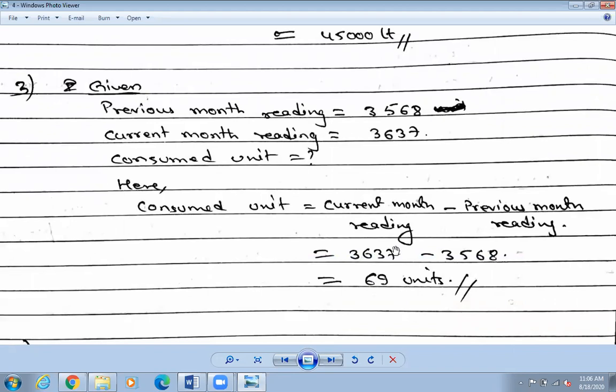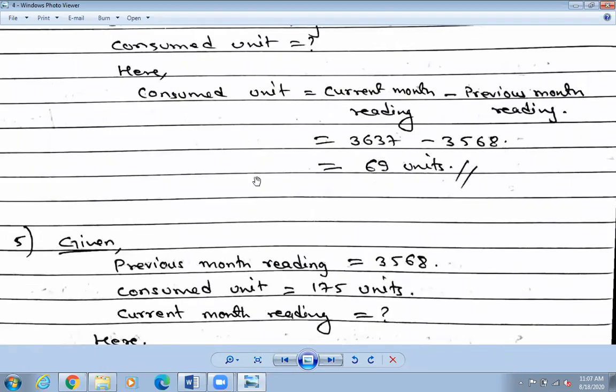And you saw the subtraction of the meter reading. If you see the meter reading, you can see the digits, numbers. Okay, so that is all about number 3. Number 4 is also similar. Let us go to number 5.